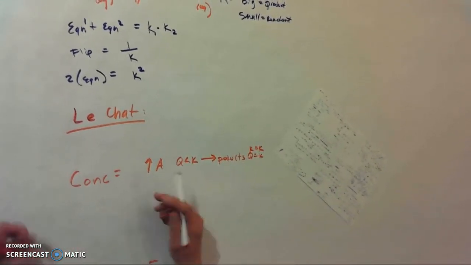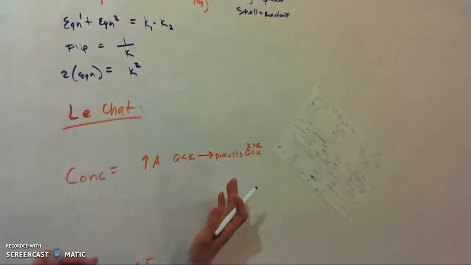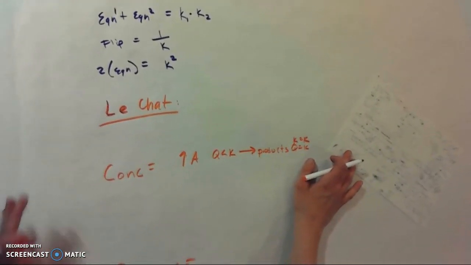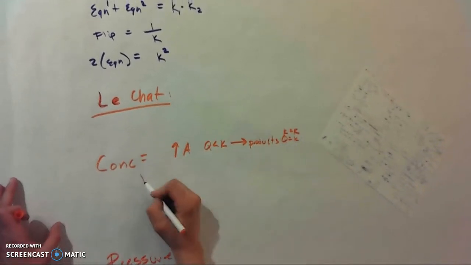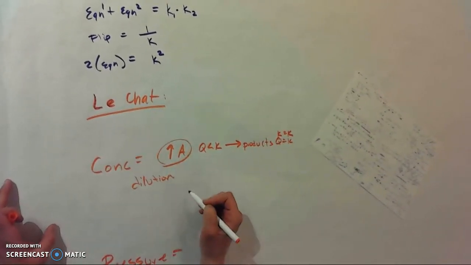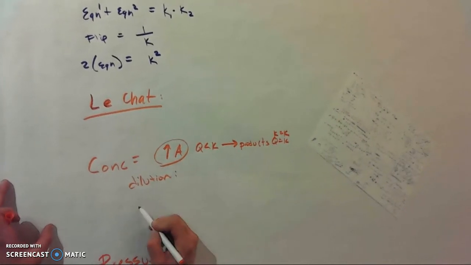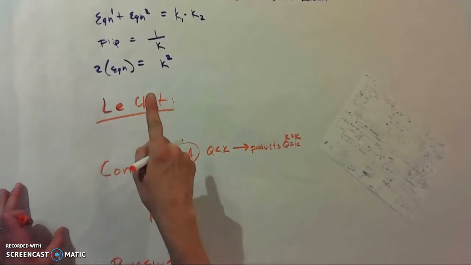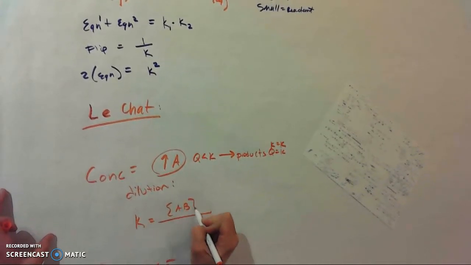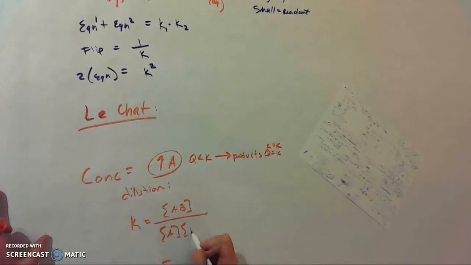So changing the concentration will force more products to be made, or you can force more reactants to be made, whichever way you want to go. One thing to look at with this is we have to think about dilution, because I think you can do well with this idea of changing A or B or AB, but dilutions are a little bit trickier. So let's write the K expression for my A plus B equals AB. Products over reactants, AB over A times B.